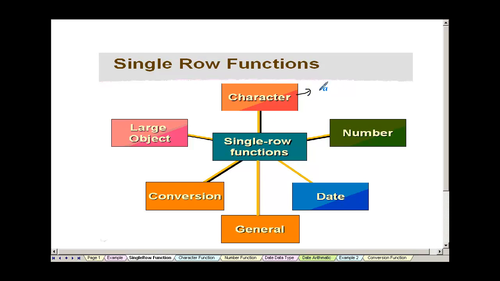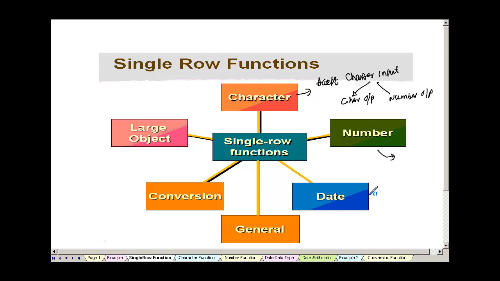A character function accepts character input, and it can give either a character output or a number output. So it accepts a character input and returns a character output or number output. In the case of number functions, it always returns a number output and always accepts numeric input.